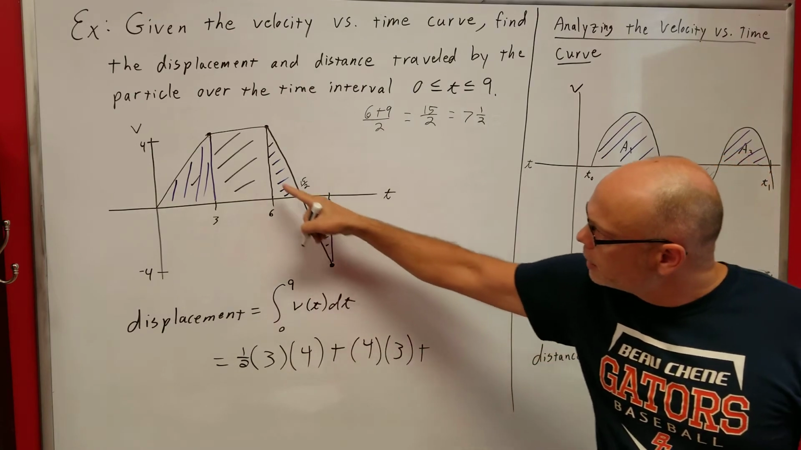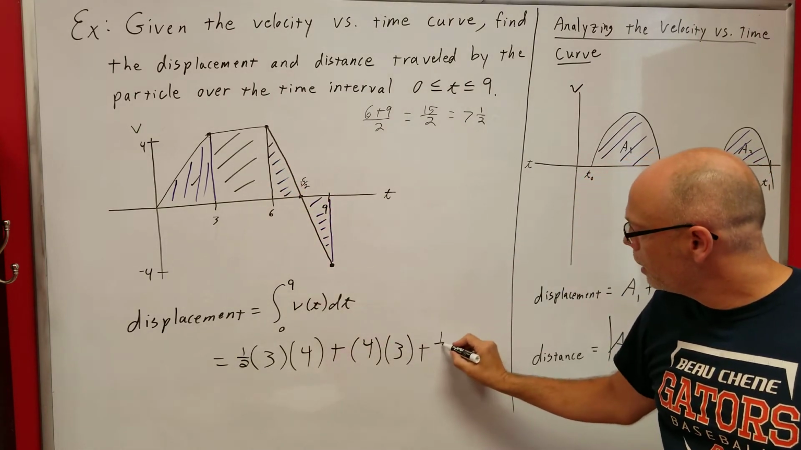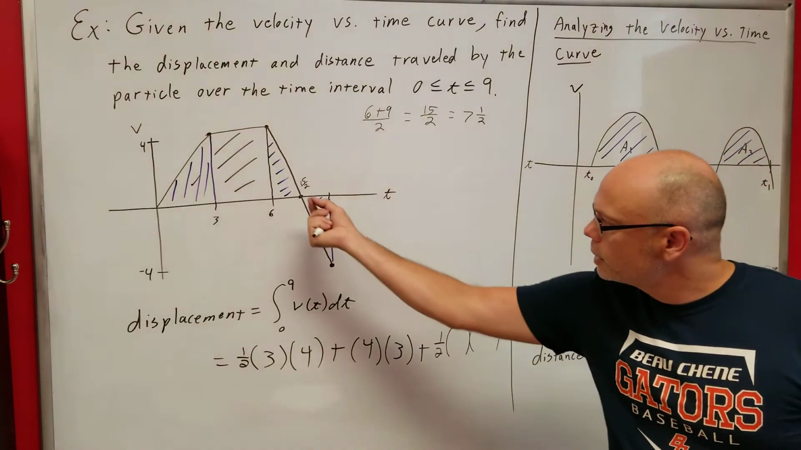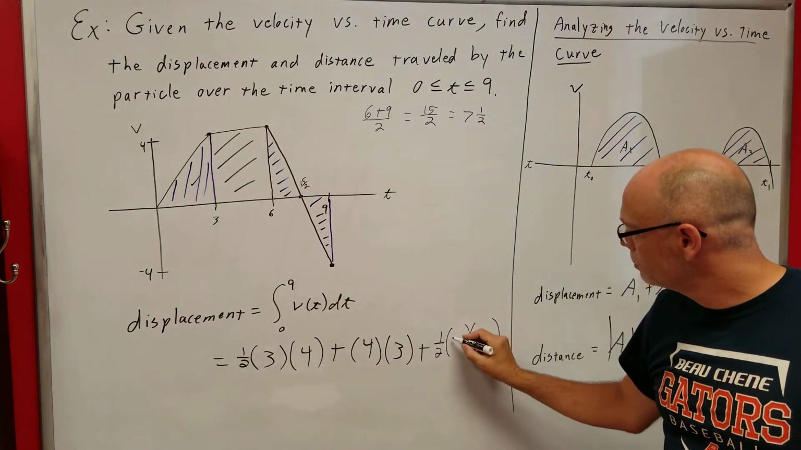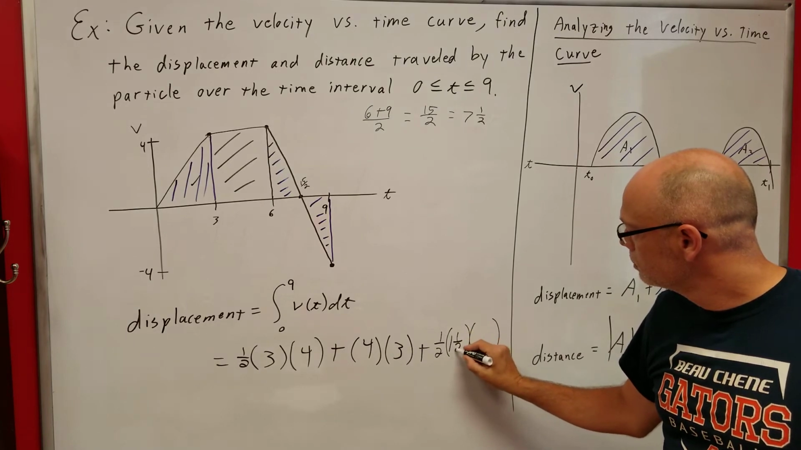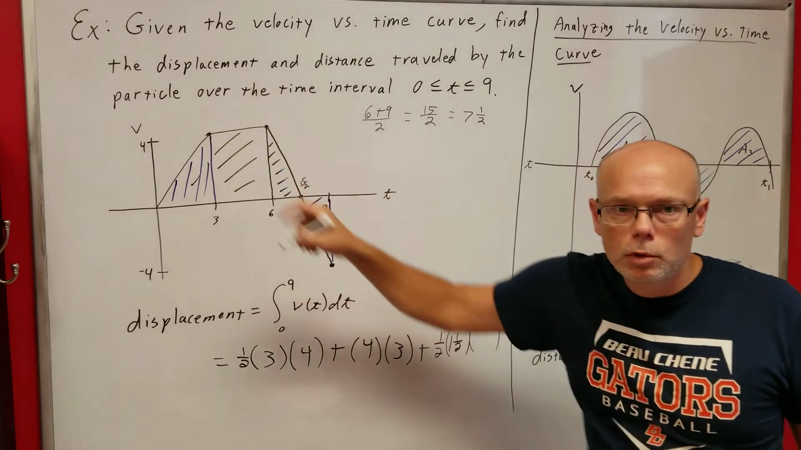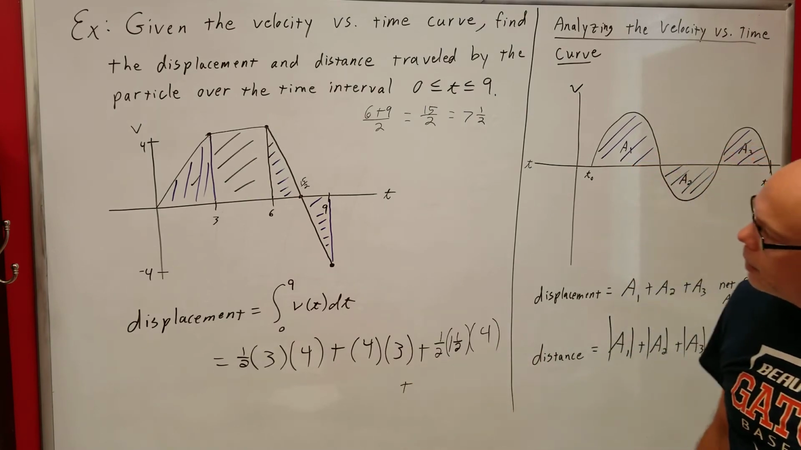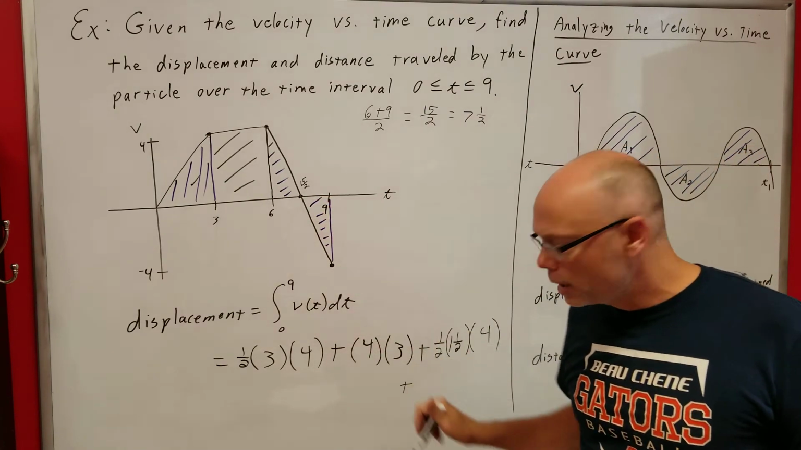So how do I calculate the area of a triangle? 1/2 base times height. We just said the base was 1.5, right? Times the height is what? 4? Plus the area of your last triangle right here.